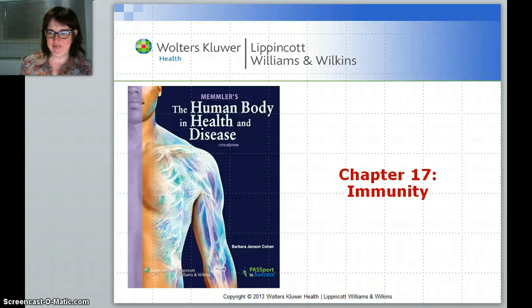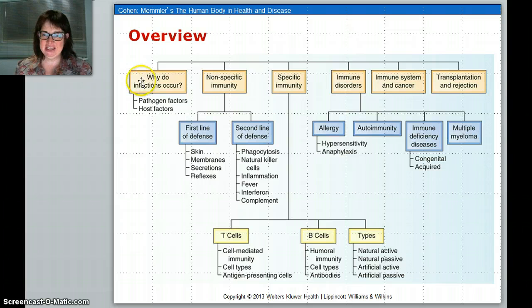Hello and welcome to chapter 17, which is on immunity. In today's session, we are going to look a little bit about how infections occur, look at non-specific immunity in terms of the first line and the second line of defense.